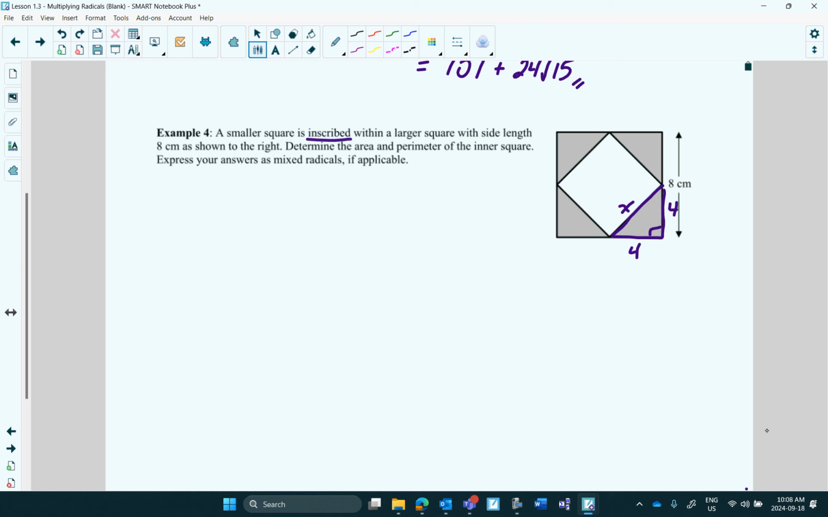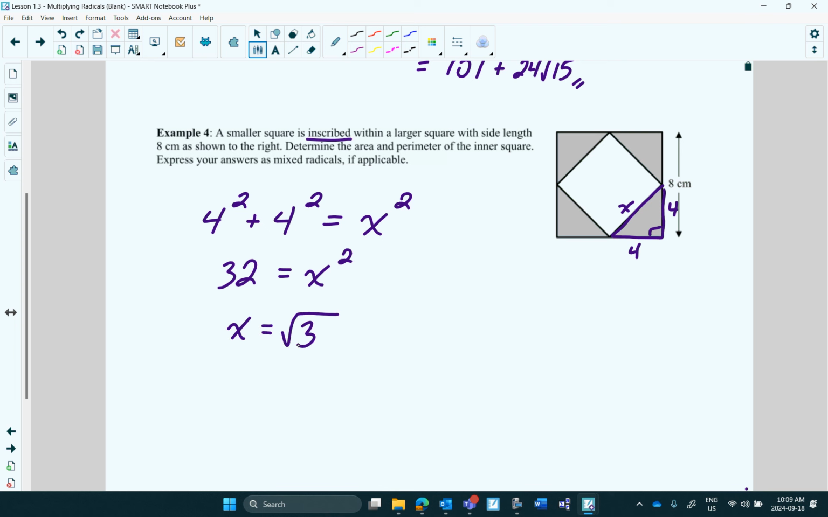Gotta find x. We know that from the bigger square that half the side length of the bigger square is 4 and 4, so we can use Pythagoras. So a squared plus b squared equals c squared. In other words, 4 squared plus 4 squared equals x squared. 4 squared plus 4 squared is 32. Therefore, x is going to be the square root of 32, which can be simplified. We don't go to decimal with these. Root 16 times root 2, which is 4 root 2. That's one of the sides.